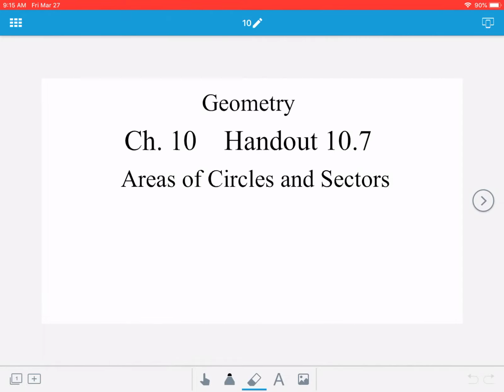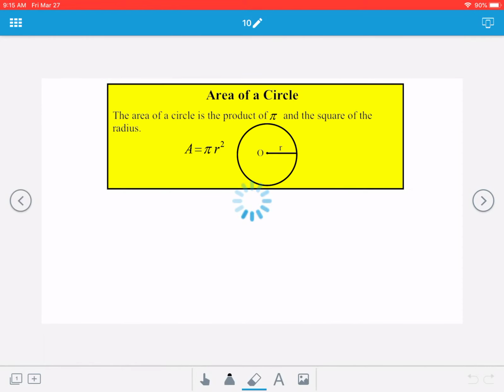Hello, area of circles and area of sectors today. The area of the circle, remember guys, area is the number of square units that fit inside of the plane figure. And to find the area of the circle, it's going to be the product of pi and the square of its radius. Product, remember, means to multiply. So we're going to multiply pi times the radius squared.